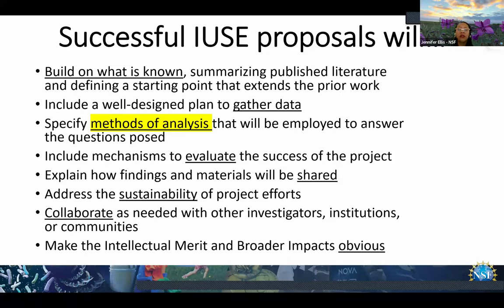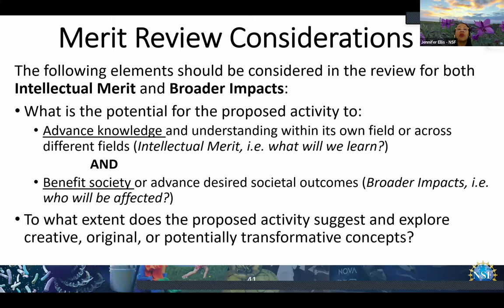And they're really focusing on making the intellectual merit and broader impact very obvious when you're writing your proposal. When you're going through the merit review process, those are the two key areas that your reviewers are going to focus on. What is the potential for the proposed activity to advance knowledge and understanding within its own field or across different fields, really with the intellectual merit? And how does it benefit society or advance desired societal outcomes, such as broader impact?